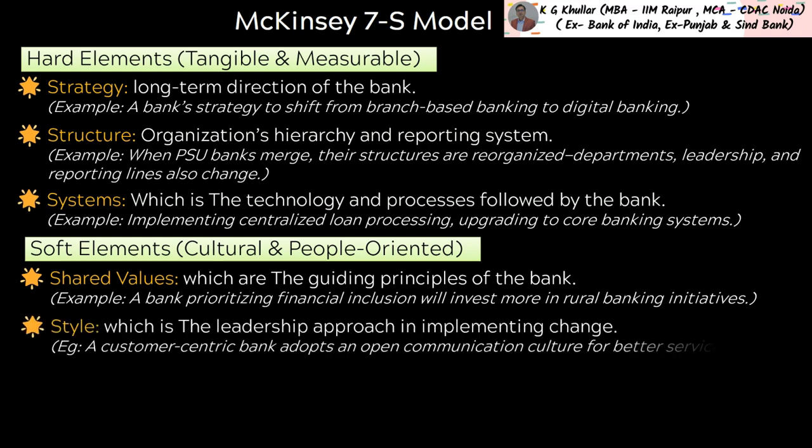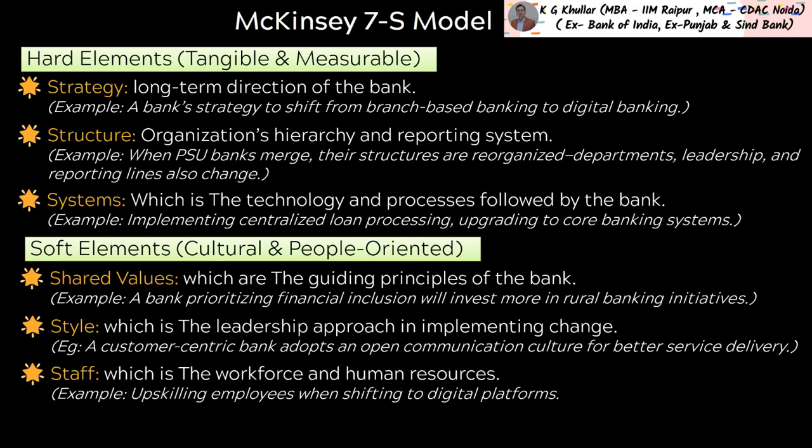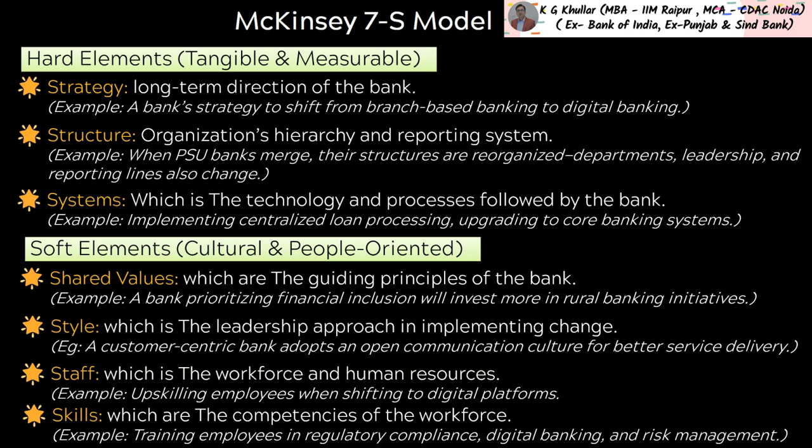The next element is style, which is the leadership approach in implementing change. For example, a customer-centric bank adopts an open communication culture for better service delivery. Then the next element is staff, which is the workforce and human resources. For example, upskilling employees when shifting to digital platforms. And the last element is skills, which are the competencies of the workforce. For example, training employees in regulatory compliance, digital banking, and risk management.